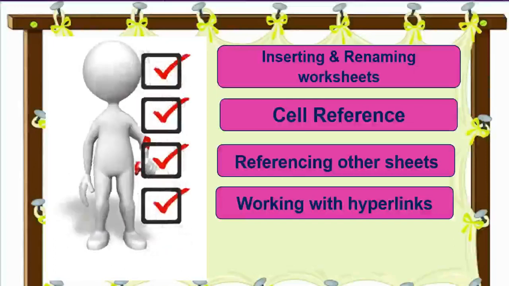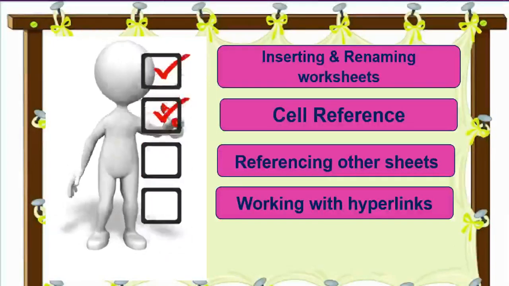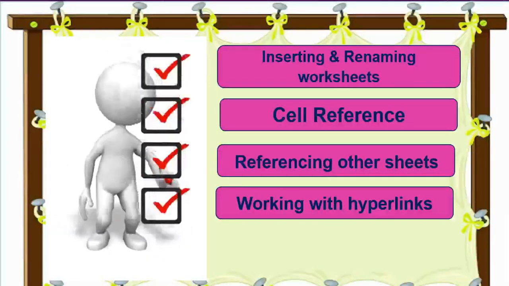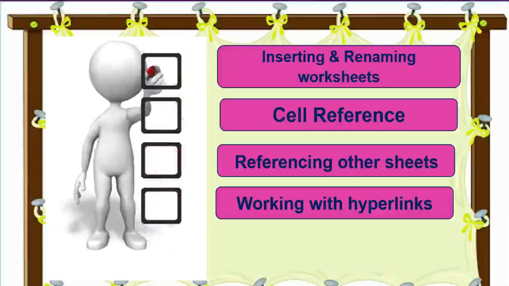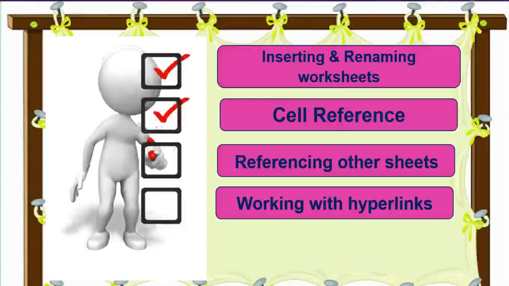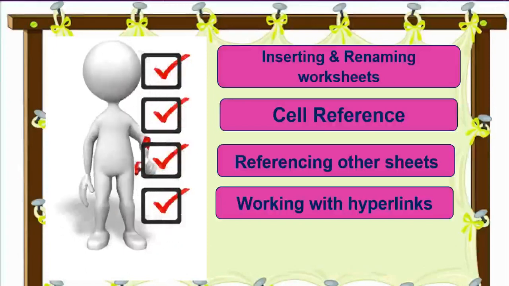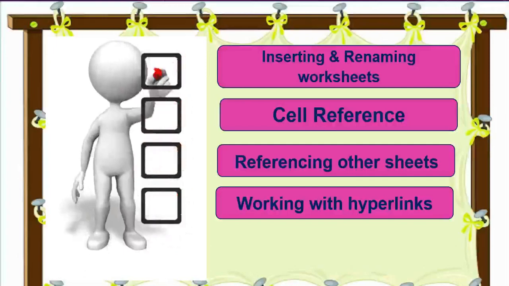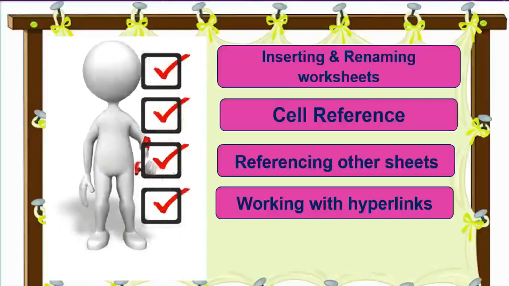The next topic is cell reference. What is cell reference? The address of a cell is called cell reference. Each and every cell in the worksheet has a name, which is represented by using the column name and row name. Referencing other sheets: how to refer to other sheets? By using the exclamation symbol, which is used to separate the sheet name and your cell reference.